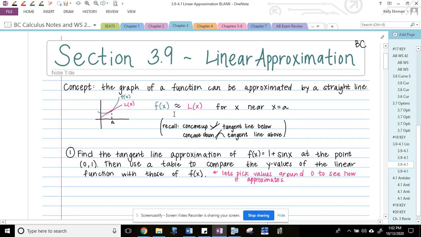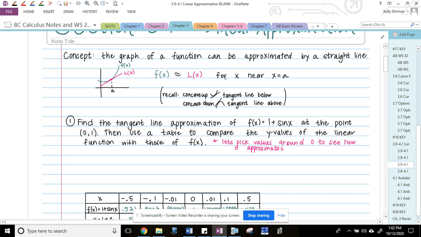Today we're going to be looking at 3.9 and section 4.1, or an intro to section 4.1, and all of this will also be on our chapter 3 test. So the idea that we sort of talked about a little bit in a previous day's notes was using tangent lines to approximate function values.